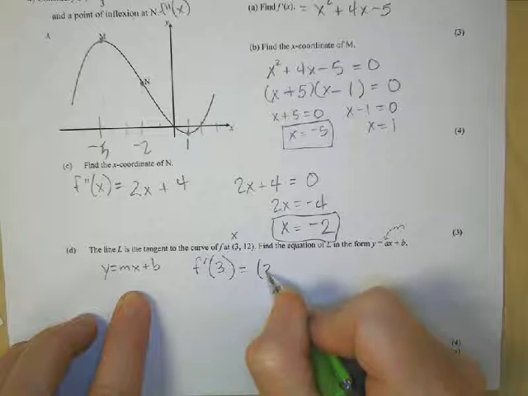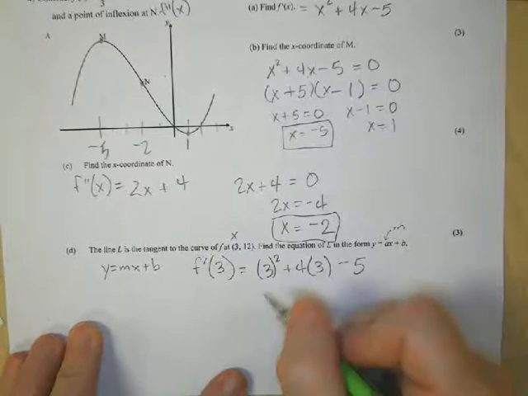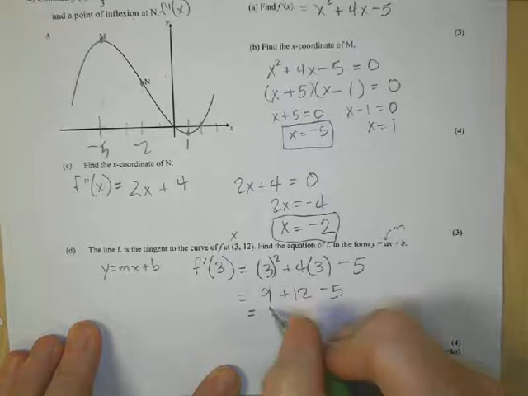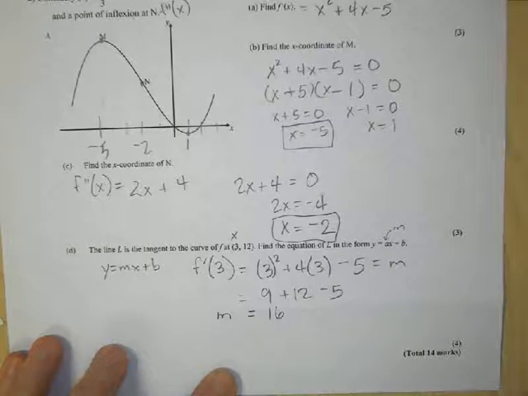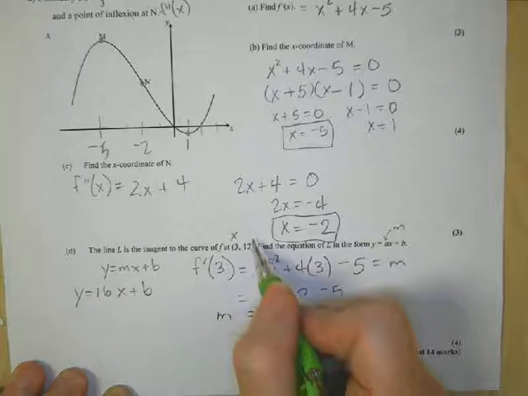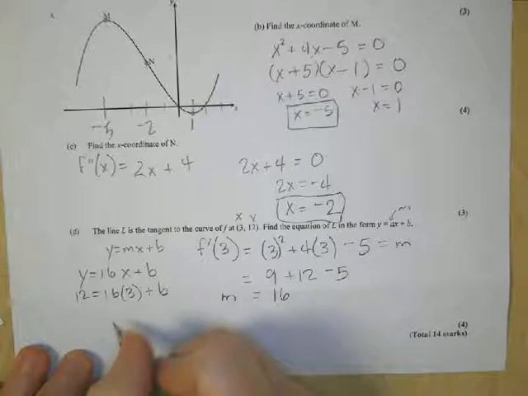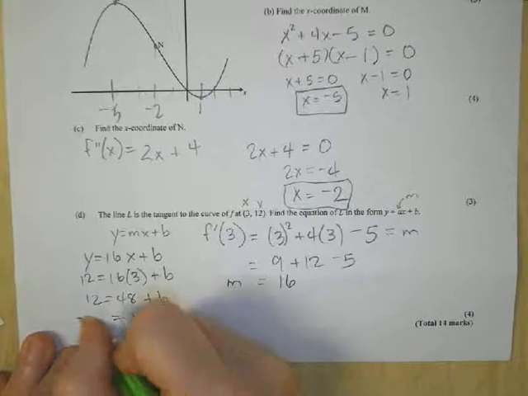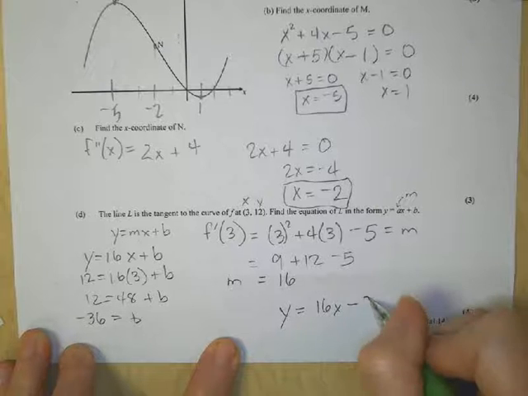So I'm going to do 3 squared plus 4 times 3 minus 5, just using my gradient function. So I get 9 plus 12 minus 5, which is equal to 16. So my slope, my m, is equal to 16. So I now have y equals 16x plus b, and I have a point that I can now substitute in. So 12 is equal to 16 times 3 plus b. 3 times 16 is 48. Subtract 48 from both sides, I get b is equal to negative 36. So the equation of my line is y equals 16x minus 36.